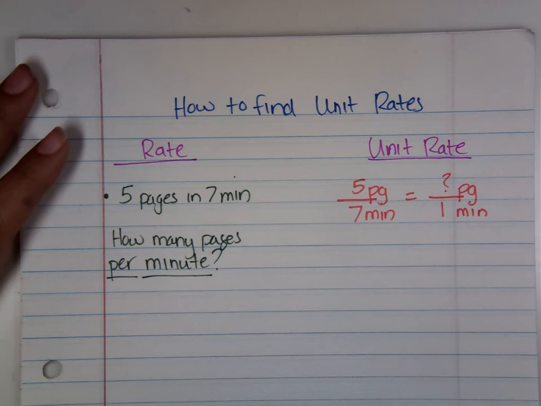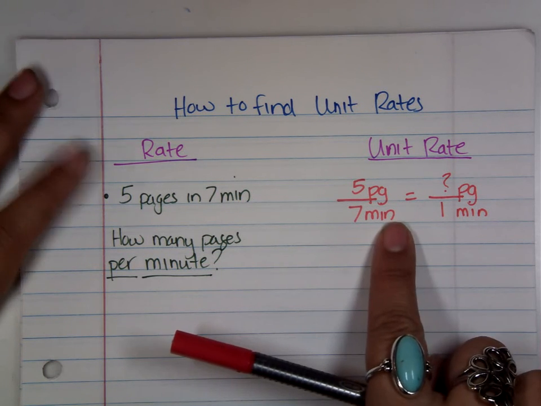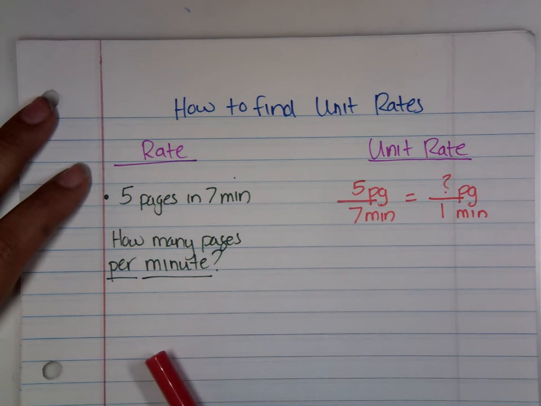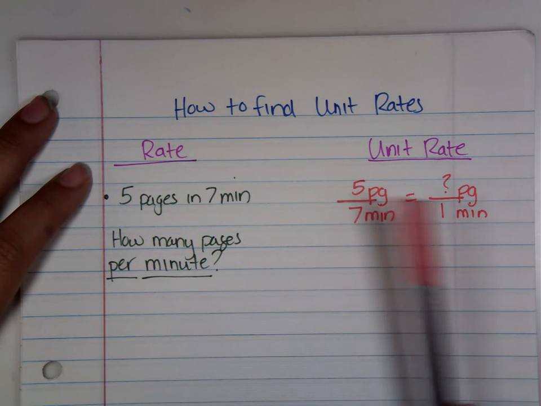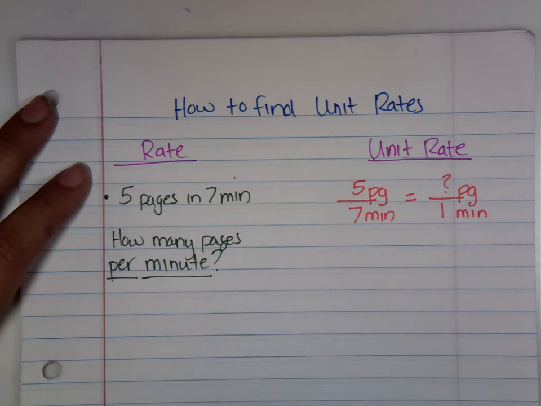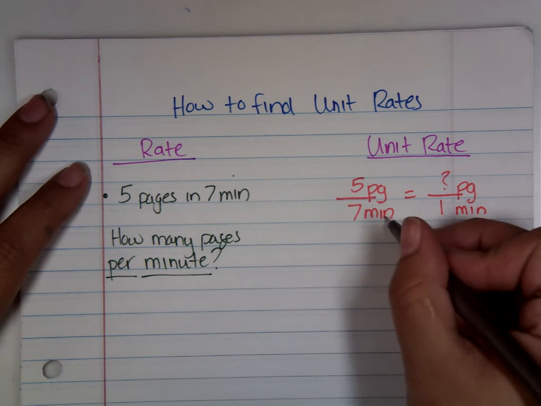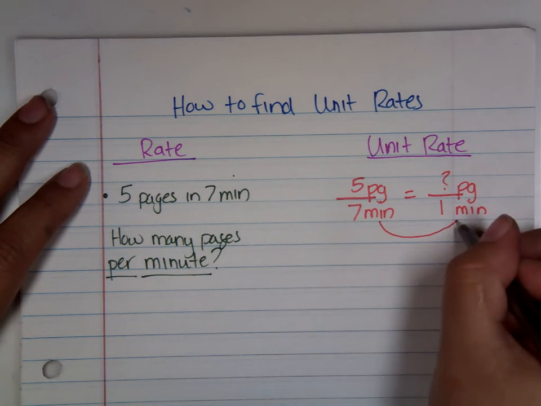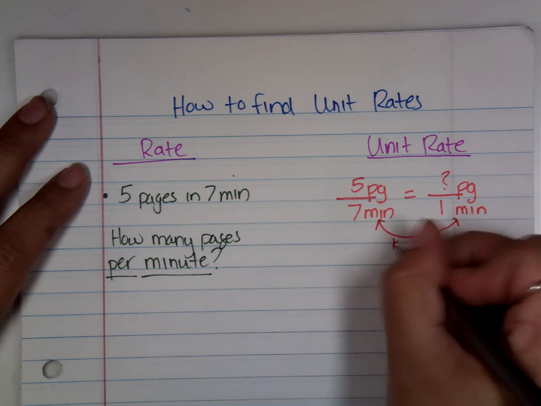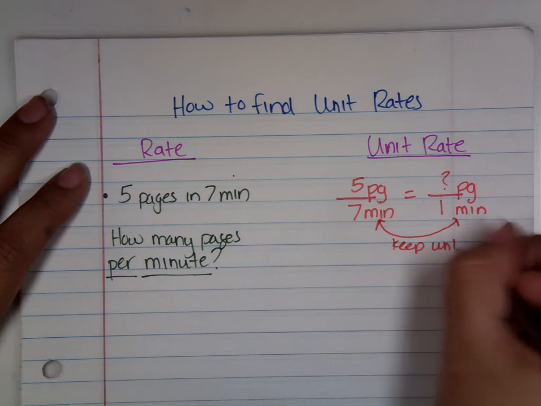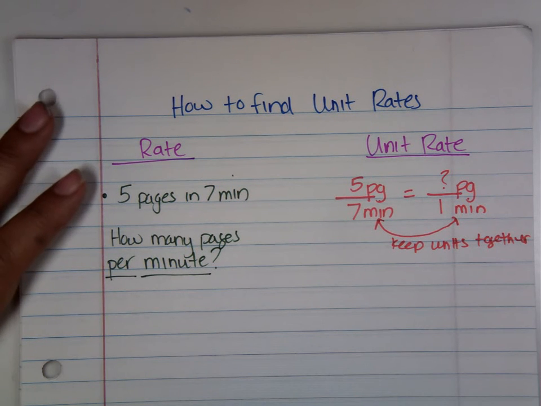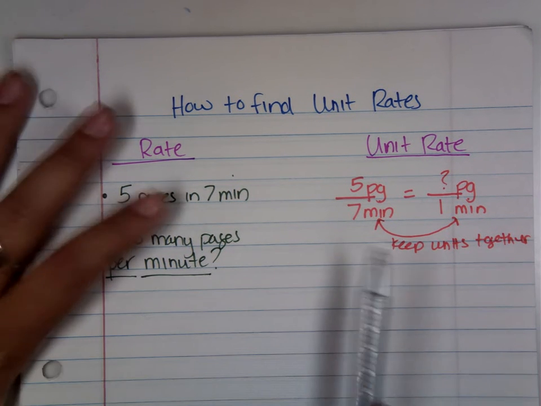Now, solving this, we want to figure out what the relationship is between one rate and the other rate. Okay? So we look to see, how do we get from this side to this side? Now, if you've noticed, like we said, we kept our quantities the same. We kept our units together. So let's just go ahead and make sure that we mark that. So keep units together. Okay?